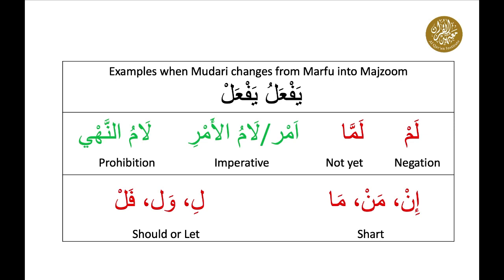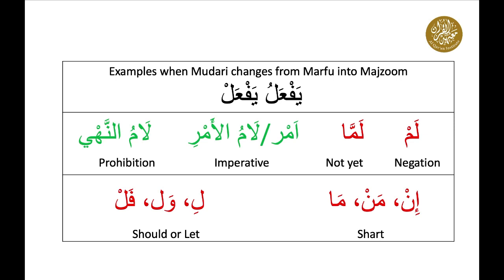So what we need to do here, we need to memorize this chart. Why should we memorize this? Because under these circumstances, the Mudari marfu changes into Mudari mazum. For example, lam, lamma, in, man, ma, li, wal, fal. If they appear before a Mudari with those meanings, they will make the Mudari marfu into Mudari mazum with sukun. And this will be very useful when we will be reading Qur'an, inshallah.